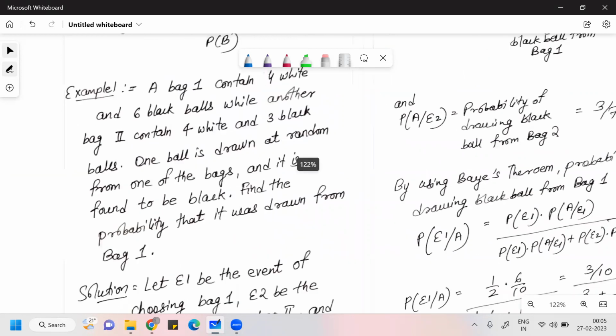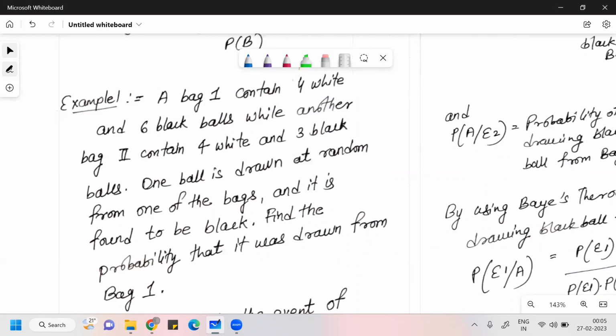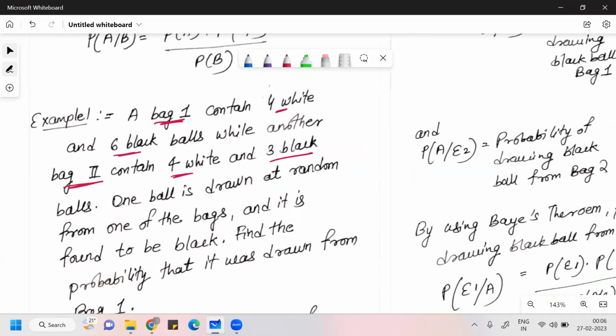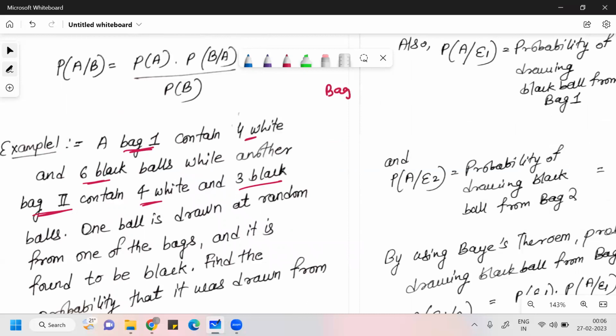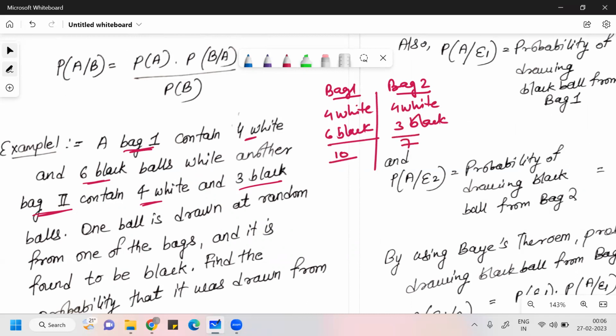Like in this example one, there's a bag one which contains four white and six black balls. And there's another bag, bag two, which contains four white and three black balls. So two bags are there. In bag one you have 10 balls, and in bag two you have seven balls.